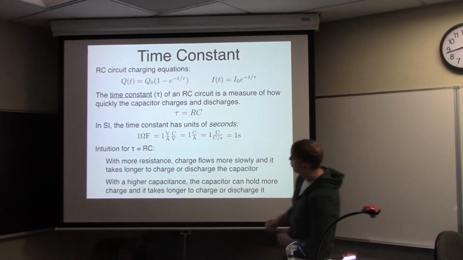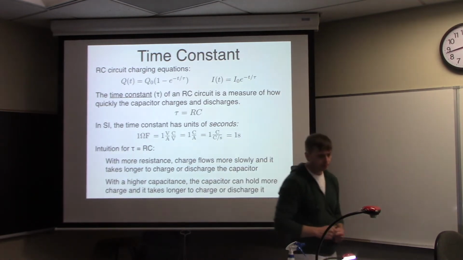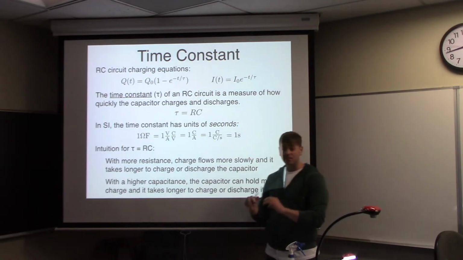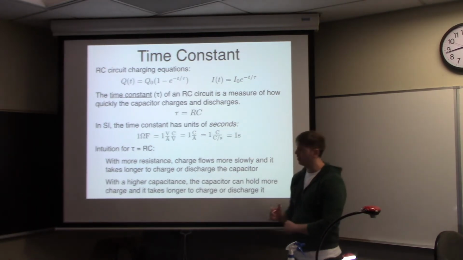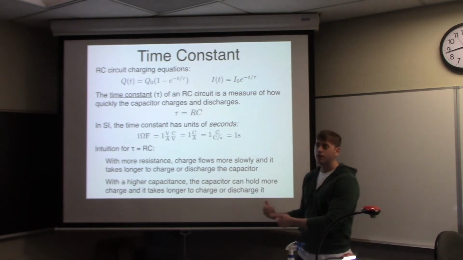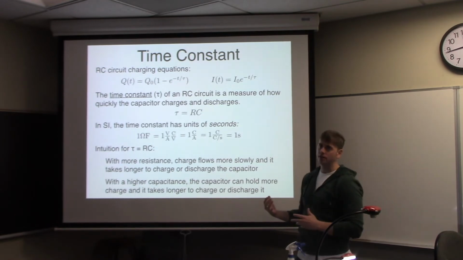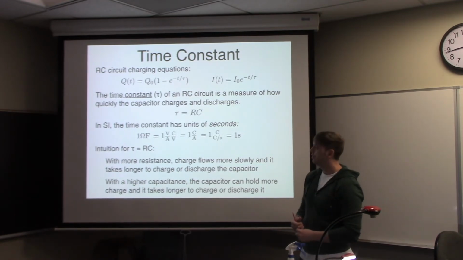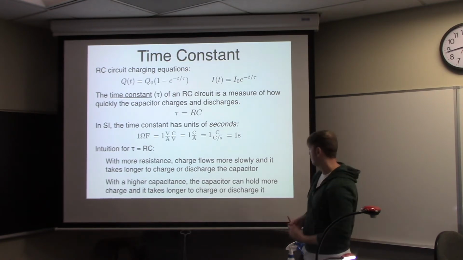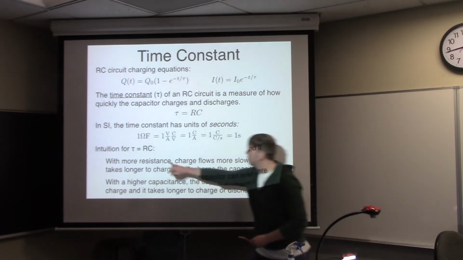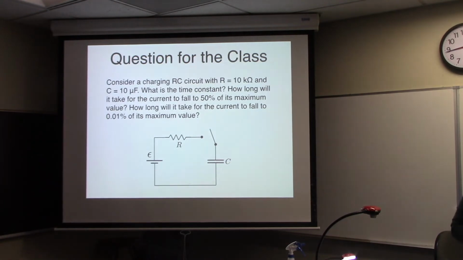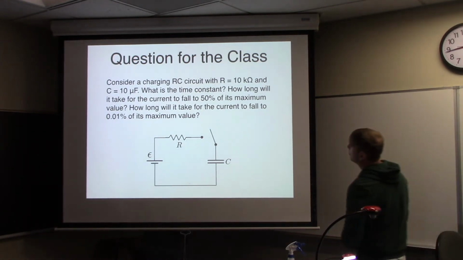Now, on the other hand, why does C come into the equation? Well, remember, capacitance is really just a measure of the device's ability to store charge. So the higher the C value, the more charge it's going to store. So if it's storing more charge, then the longer it's going to take to actually charge or discharge the circuit, because you just need to get more charge on the capacitor, right? So again, it makes sense that as C goes up, so does tau. All right, so that's the intuition for the time constant.